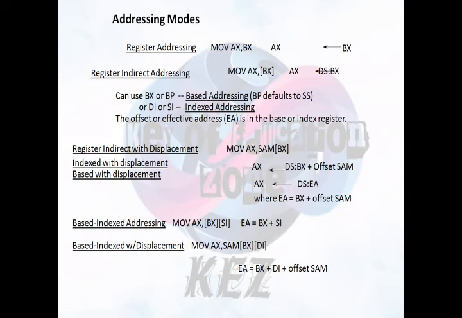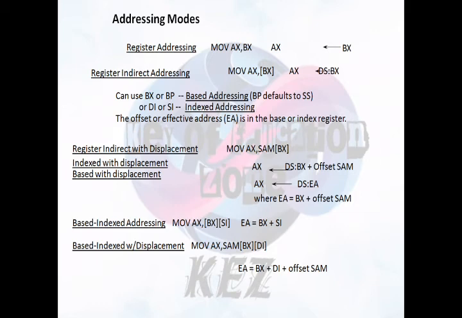When I write MOV AX, BX, whatever data is in BX will be moved to AX. Now for register indirect, I have to write MOV AX, comma, within brackets BX. That means BX, through the DS, is coming to AX. Okay, just follow the screen along with my lecture also. Please follow the screen.